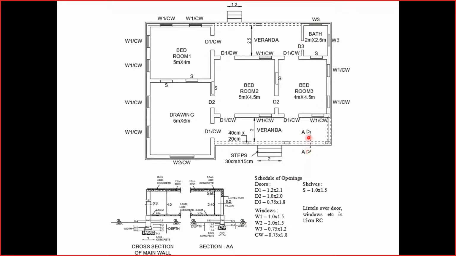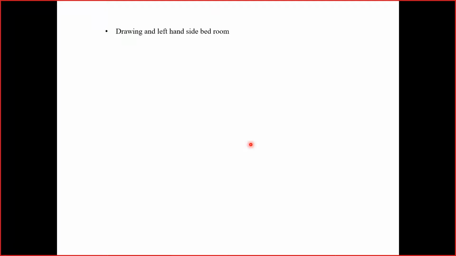Section A is shown here in the front veranda portion, and at the back side we have something shown in dotted lines. In this section we can observe there are pillars, and above lintel level we have wall, and below lintel level there is no wall. So we consider there is no wall up to the lintel level, and above lintel level we just have a wall up to 0.65 meters. Let us move on to the calculation of centerline lengths of the walls.